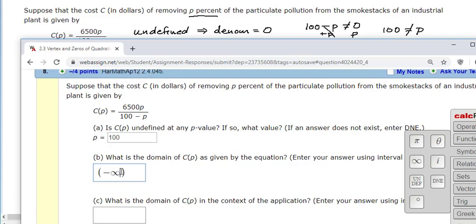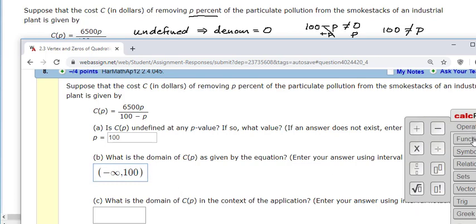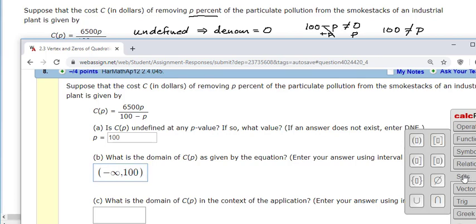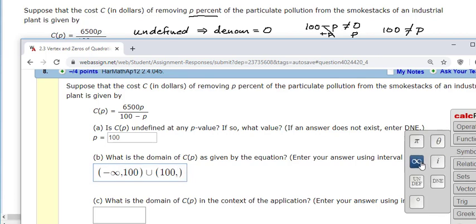Now, I don't like to use a mouse a whole lot, but to 100, close parenthesis, which was already there. And then union, I need that fancy U sign. If you look at operations, no, sets. There it is, sets and union. And now I need my second set of parentheses. Starting at 100, going up to positive infinity, go back to symbols, get infinity.